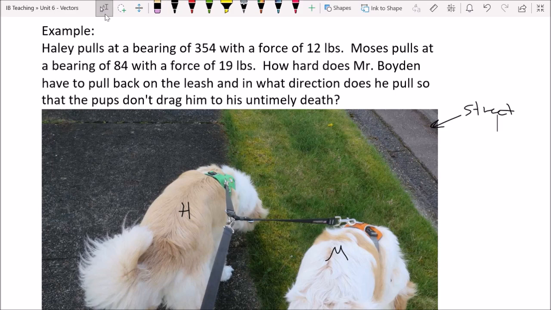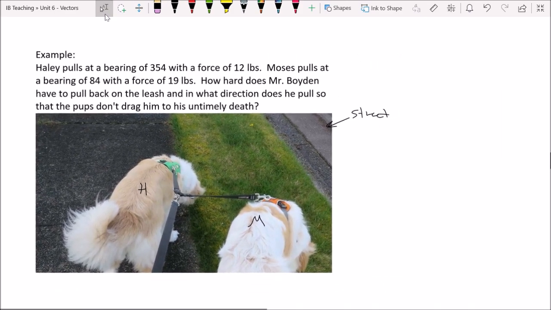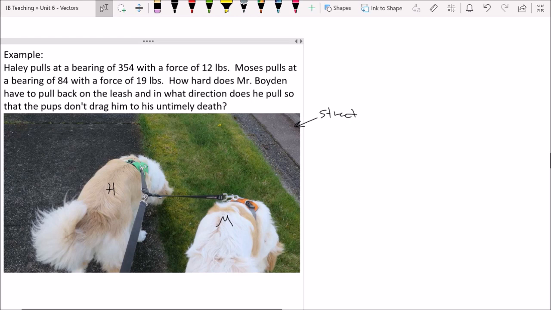So let's talk about how we approach a question like this one. If you haven't figured it out, it's a pretty strong chance that we're going to need to start with a diagram.